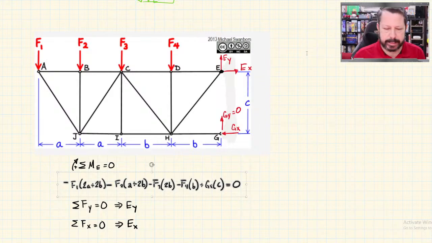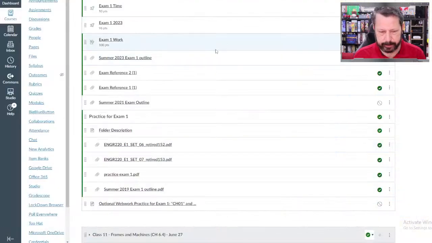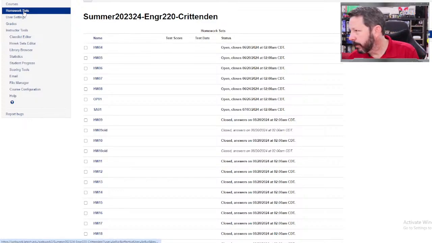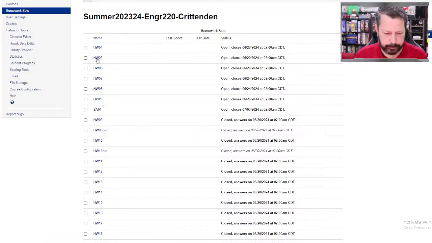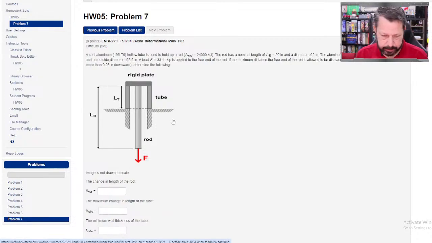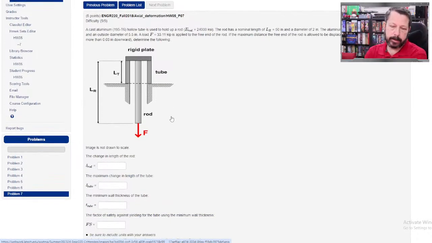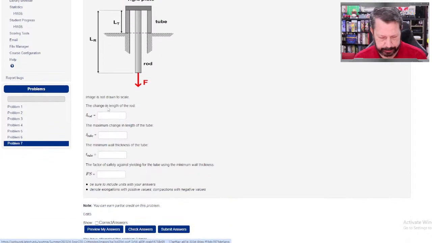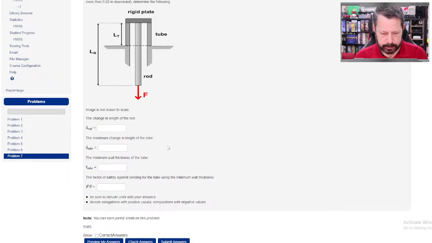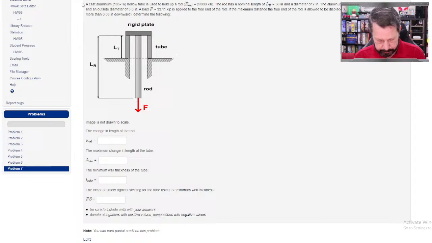Homework 5, problem 7. Let's see what that looks like. Oh, this is homework 7. Homework 5, problem 7, part C. Okay, so this is talking about axial deformation. I guess part C is the minimum wall thickness of the tube. Mine aren't labeled, but the third one is that. So what this is talking, let's see.